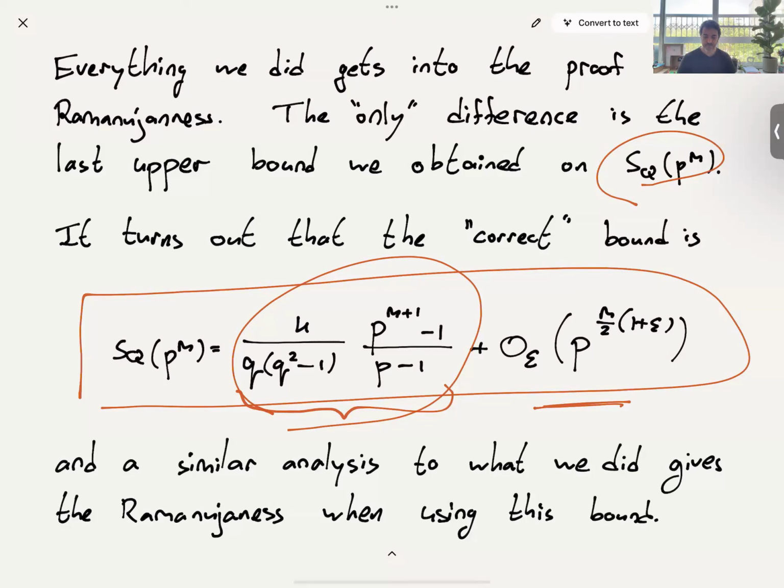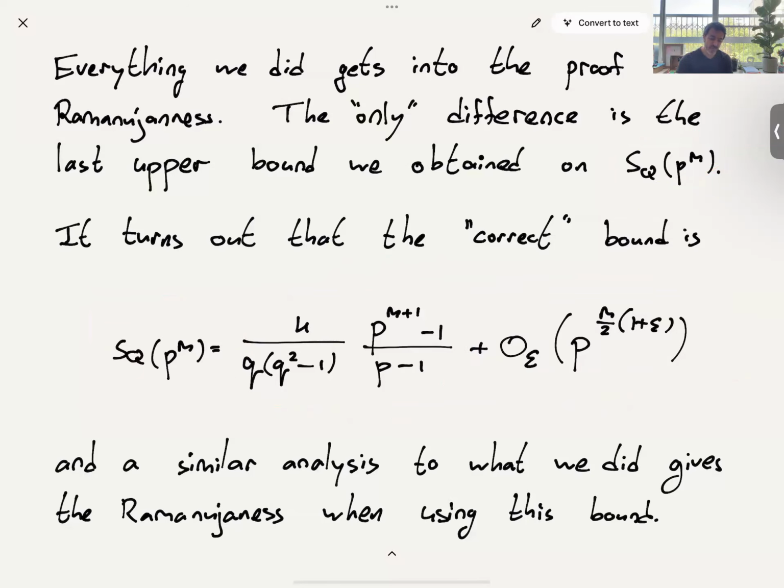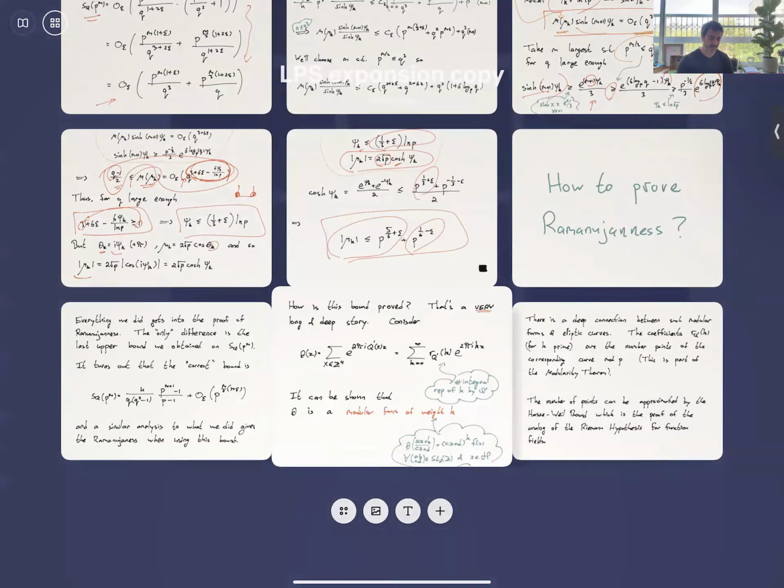If you do the calculation going back and forth between theta p and the real interval where the eigenvalues live, and a similar analysis to what we did, if you know this bound, it will give you the Ramanujan property. That's not hard. It's like half a page in the book. It's an exercise. But the question is, how do you get this upper bound, rather than the bound that we got? And that's deep.